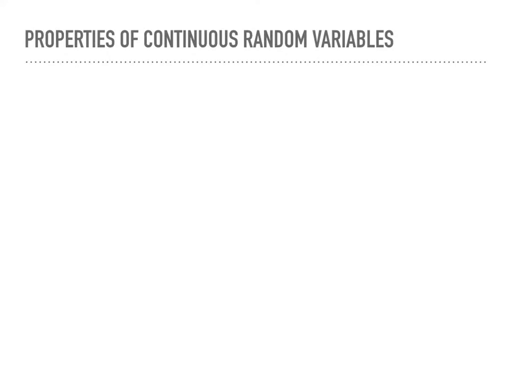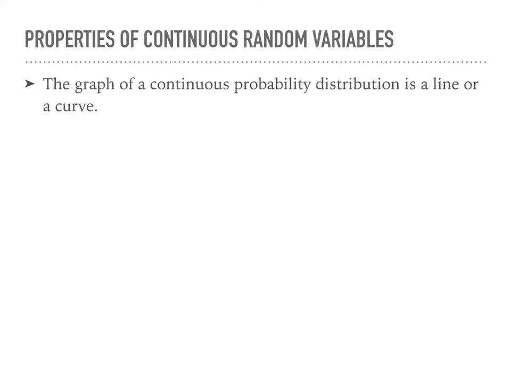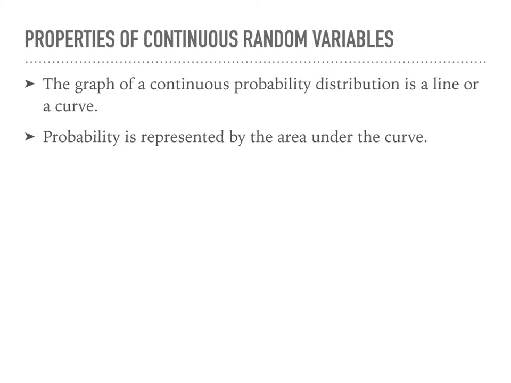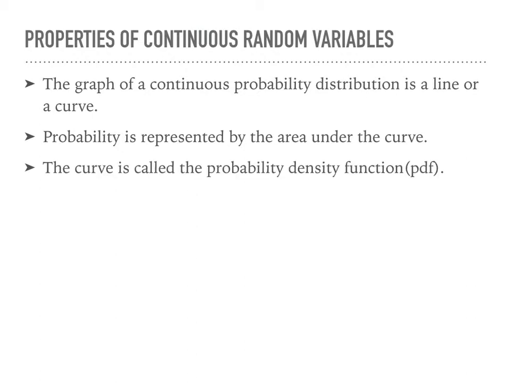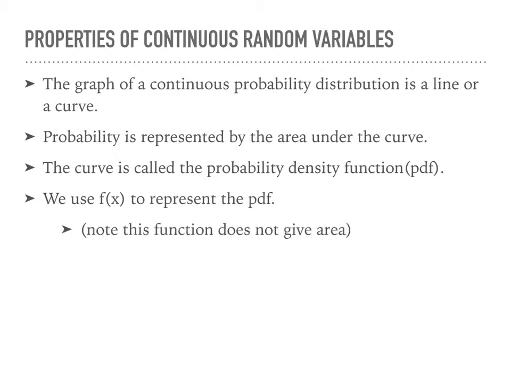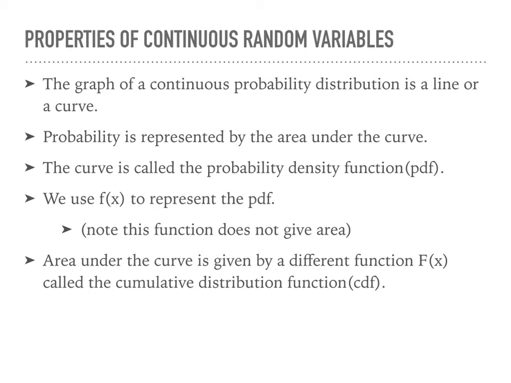Some properties of continuous random variables that we should keep in mind. The graph of a continuous probability distribution is a line or a curve. Probability is represented by the area underneath the curve, and the curve is called the probability density function, abbreviated as PDF. We will use f of x to represent the probability density function. Note that this function does not give the area. Area under the curve is given by a different function, capital F of x, called the cumulative distribution function.